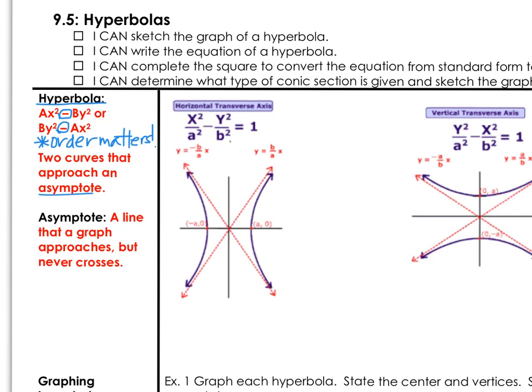And an asymptote is a very unique word. It's fun to spell, but it's actually a line that a graph approaches but never crosses. So it's kind of like a boundary line. And you'll notice when we sketch the graph for a hyperbola that we have not only one asymptote line, but there are in fact two.